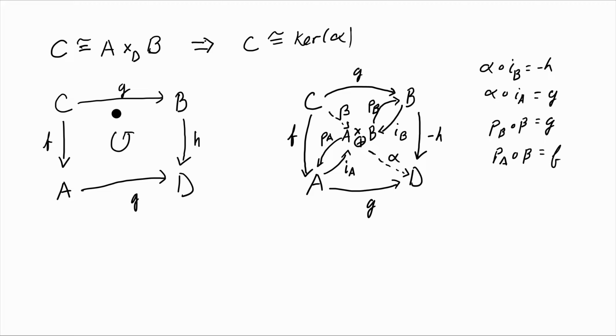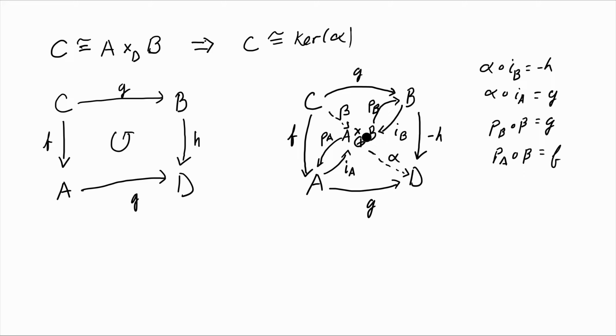We're going to first show that if this C right here is isomorphic to the fiber product of A and B relative to these maps G and H, then C will actually be isomorphic to the kernel of a morphism alpha. And this morphism alpha will be defined via this diagram.